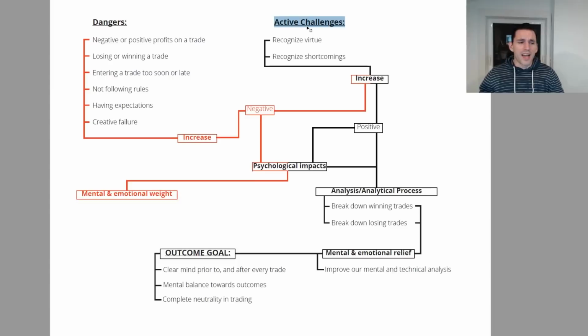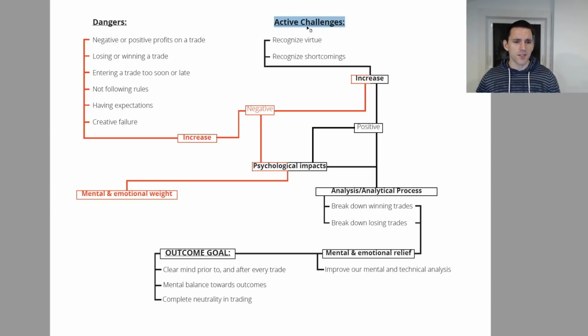Now, active challenges. What can we actively do to help us in these situations? What can we actively do to start creating a mental toolkit, or start saying, okay, I'm aware of mental analysis, but how do I now turn that into something where I can benefit from it? Or how do I turn that into a system that allows me to be constantly increasing as a trader, constantly bettering myself by refining these things, right?